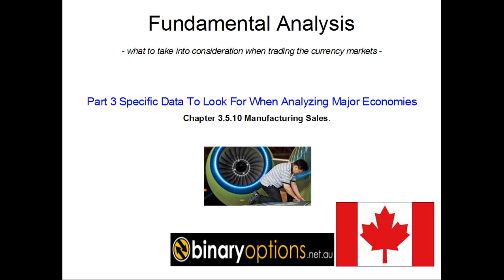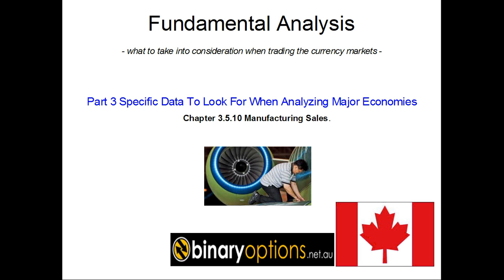Manufacturing sales, the 10th indicator in Canada. The manufacturing sales indicator is released by Statistics Canada yet again, and shows the change in the total value of sales made by manufacturers. It is also called manufacturing shipments or factory sales. Why is this important? Because changes in the manufacturers' activity can be an early signal of economic health or trouble, as a matter of fact, as they are quickly affected by market conditions.